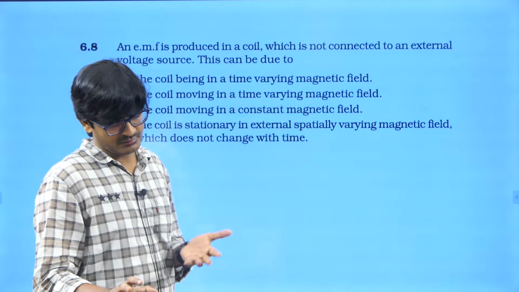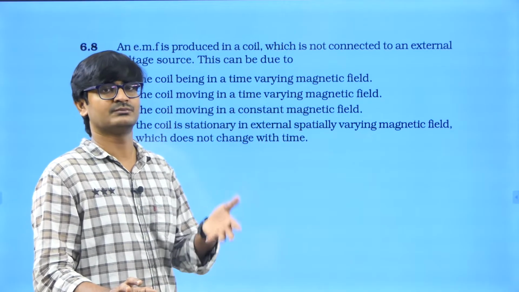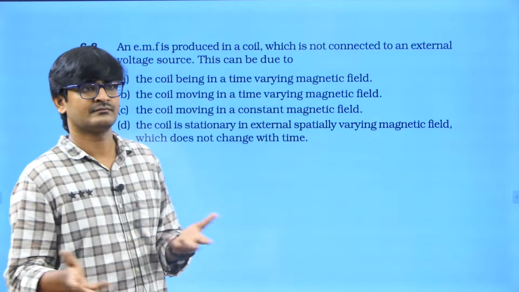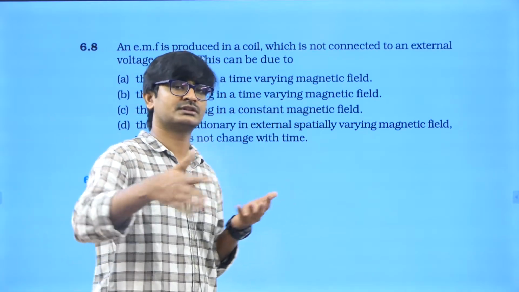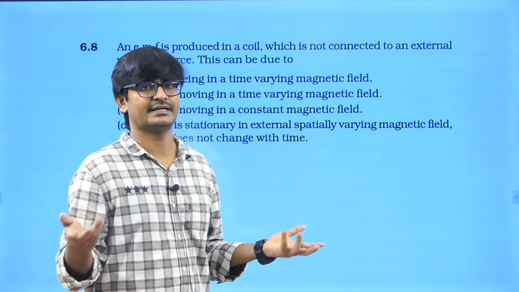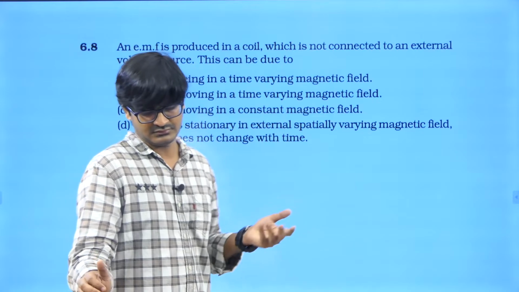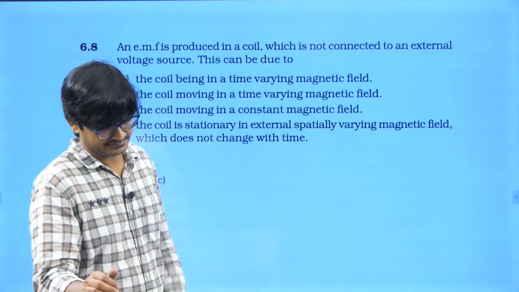Then the coil moving in a time varying magnetic field. If the coil is moving in a time varying magnetic field, there is a chance of motional EMF, there is a chance of induced electric field also. So the reason could be both.